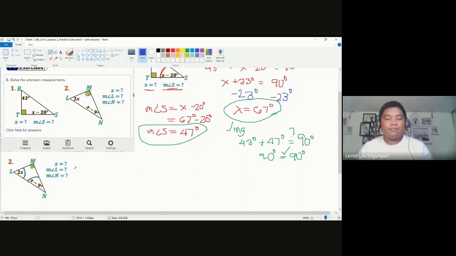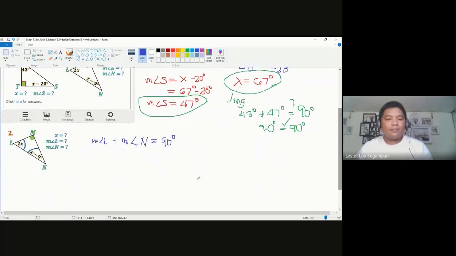Again, we will simply go to the theorem stating that the measurement of acute angle L plus the measurement of acute angle N are complementary, or must sum up to 90 degrees. So let's use this formula and substitute the given here. We have 2x plus x minus 9 degrees must sum up to 90 degrees. And apply only the properties of equality. You have here 3x minus 9 degrees is equal to 90 degrees.